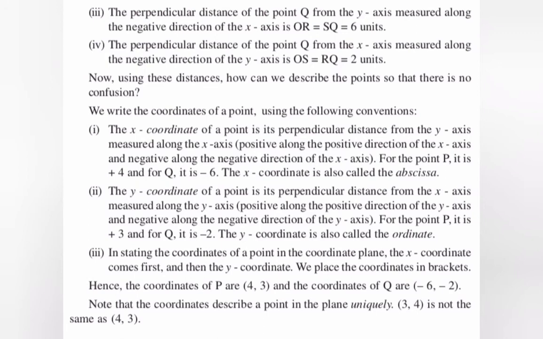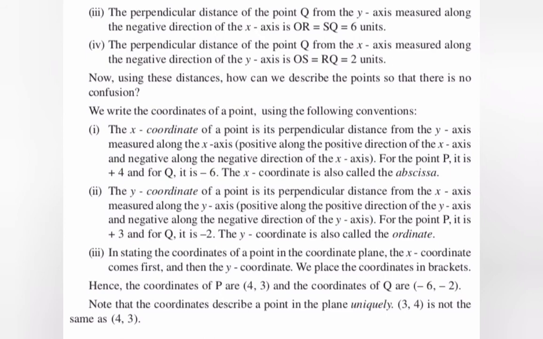Now using these distances, how can we describe the points so that there is no confusion? We write the coordinates of a point using the following conventions. The x-coordinate of a point is its perpendicular distance from the y-axis measured along the x-axis, positive along the positive direction of the x-axis and negative along the negative direction of the x-axis. So for the point P it is plus 4 and for Q it is minus 6. Therefore the x coordinate is also called the abscissa.